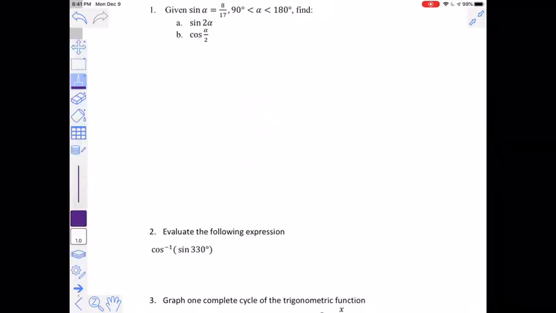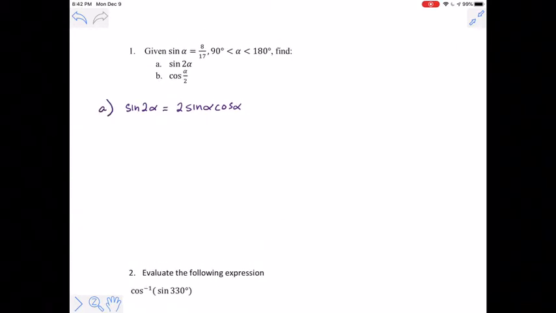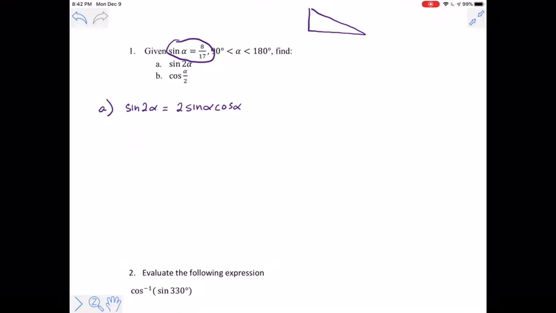For question 1, we need to first know what the trigonometric identities are. So for part A, sine of 2 alpha is equal to 2 sine alpha cosine alpha. We know that sine alpha is 8/17, and according to a right triangle, if that's angle alpha, then the sine would be opposite over hypotenuse. To figure out cosine of alpha, we would need that length there because cosine is adjacent over hypotenuse. So I'm going to call this a.